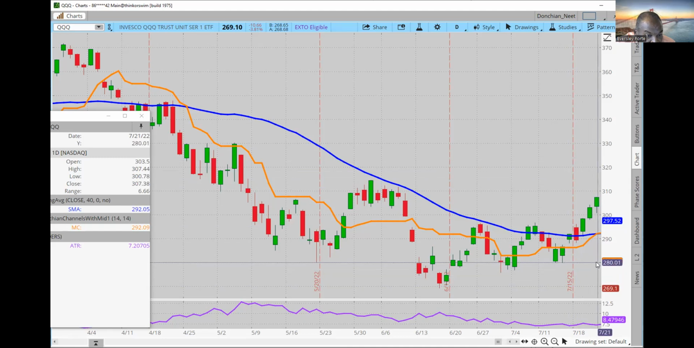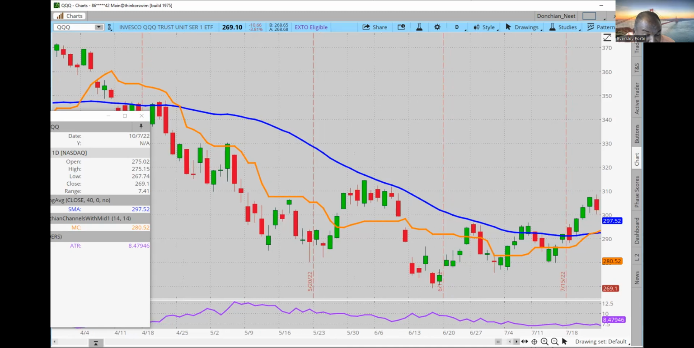So now I need someone with a calculator. So someone pull a calculator out. We know the ATR is $7.20. We're going to be entering this trade the next day. We're buying an in the money call option, the first strike in the money.